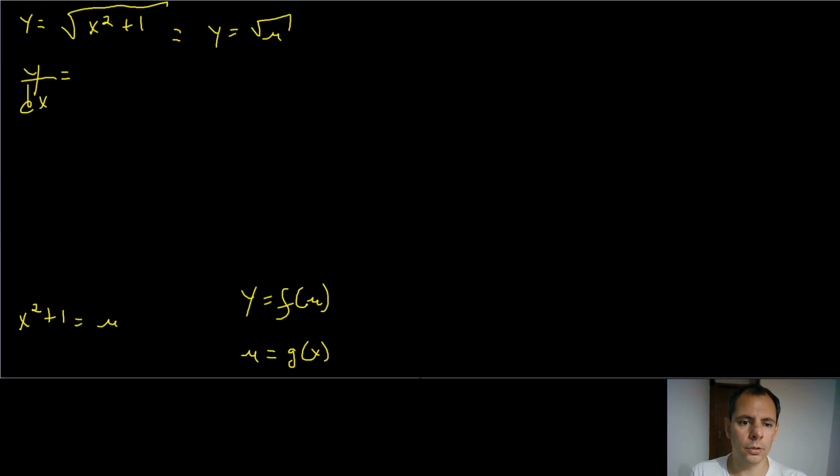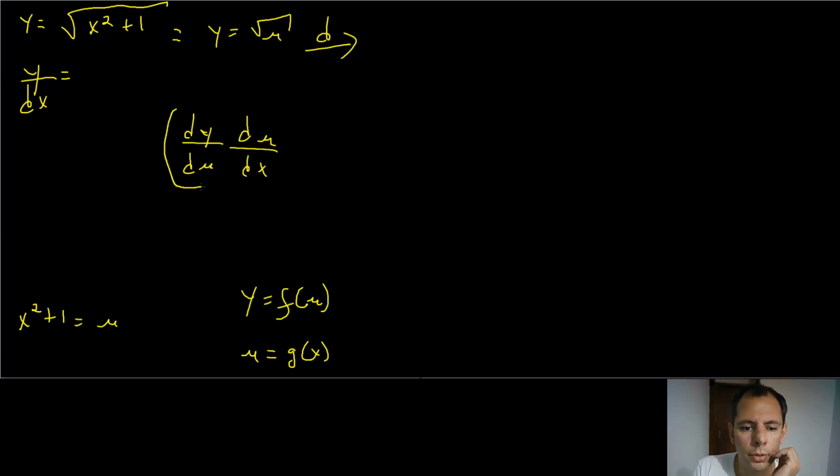Actually, what you want to do is derive this: dy/du times du/dx, okay? So let's try to do that. Let's try to do that just for fun. I'm going to differentiate this whole thing, all right, using the chain rule.